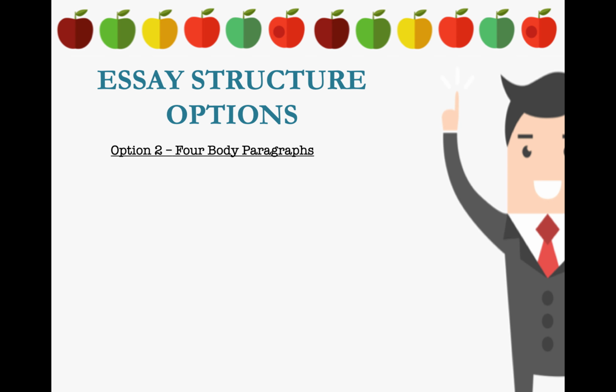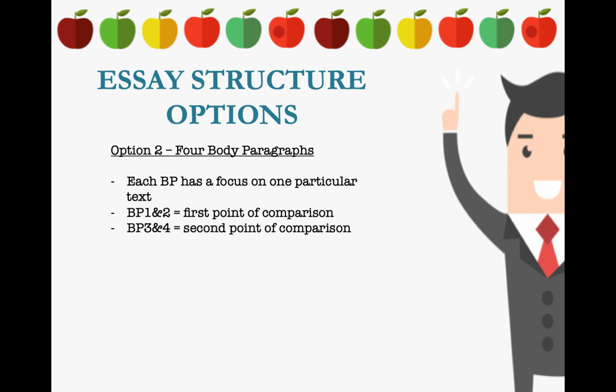The second option is just to split those 2 big body paragraphs into 4 smaller condensed paragraphs, hopefully for more clarity. So each body paragraph would focus on one particular text, but the second and fourth paragraph would focus on the opposite text. So body paragraphs 1 and 2 would be the first point of comparison between the 2 texts, and body paragraph 3 and 4 would be the second point of comparison.